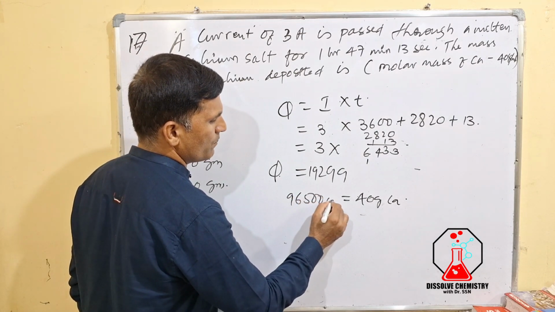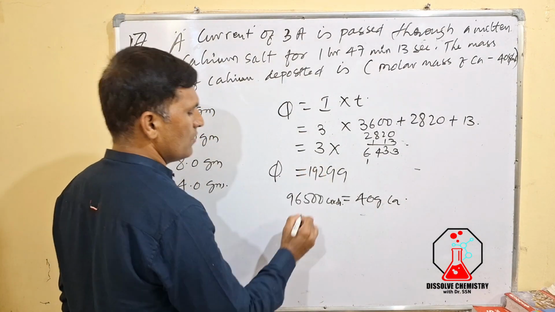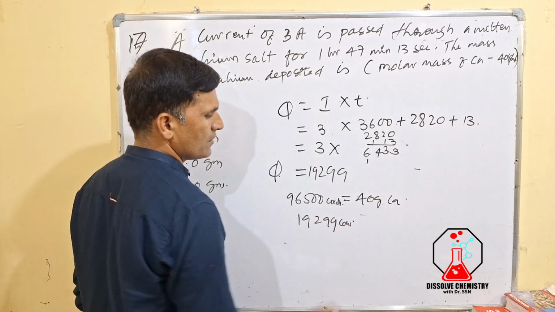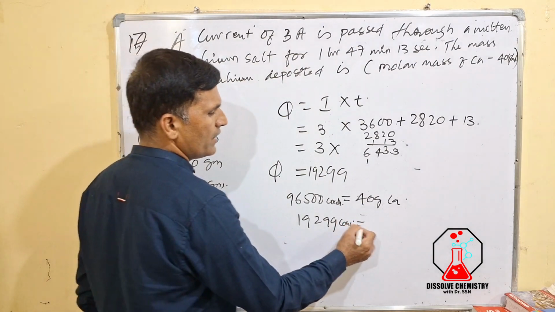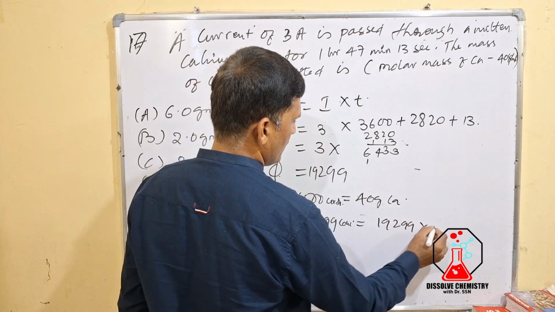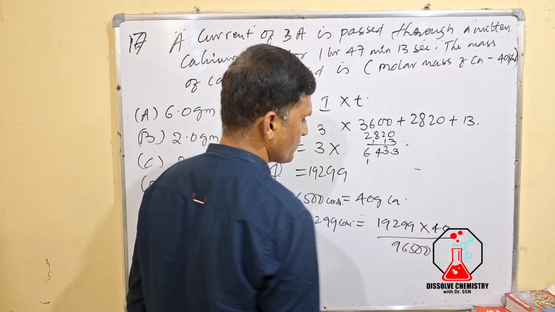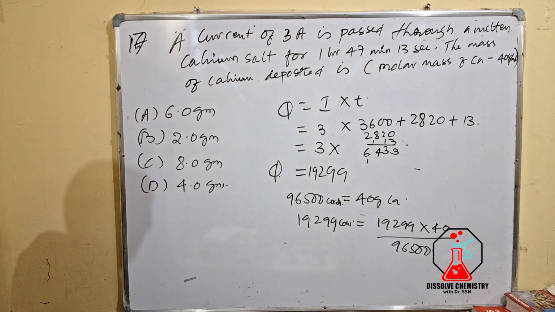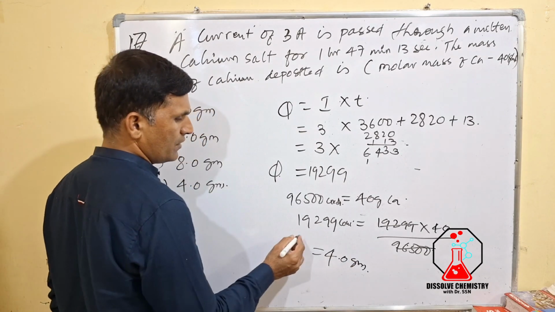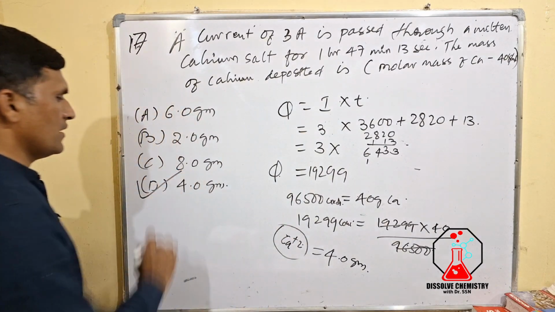If you pass 96500 coulombs of charge, then you will get 40 grams of deposition of calcium. Now, when 19299 coulombs of charge is passed, how many grams will be deposited? Therefore, 19299 into 40, divided by 96500. So you will get 4 grams. That is the amount of calcium deposited, so your option is D.